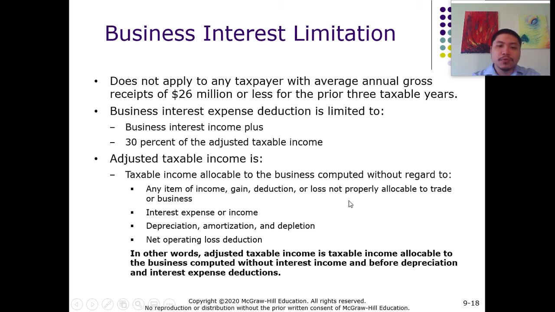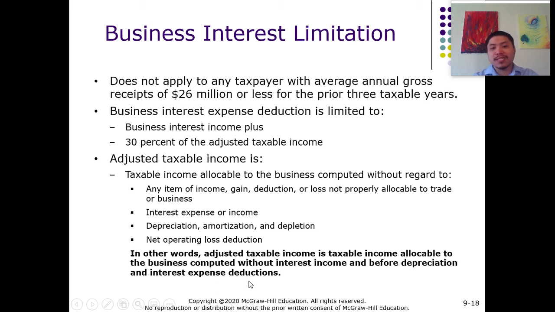allocable to the business computed without regard to any item of income, gain, deduction, or loss not properly allocable to trade or business, interest expense or income, depreciation, amortization or depletion, net operating loss deduction. So this is a long definition. The short definition of this is that it is taxable income allocable to the business computed without the interest income and before depreciation and interest expense deduction.